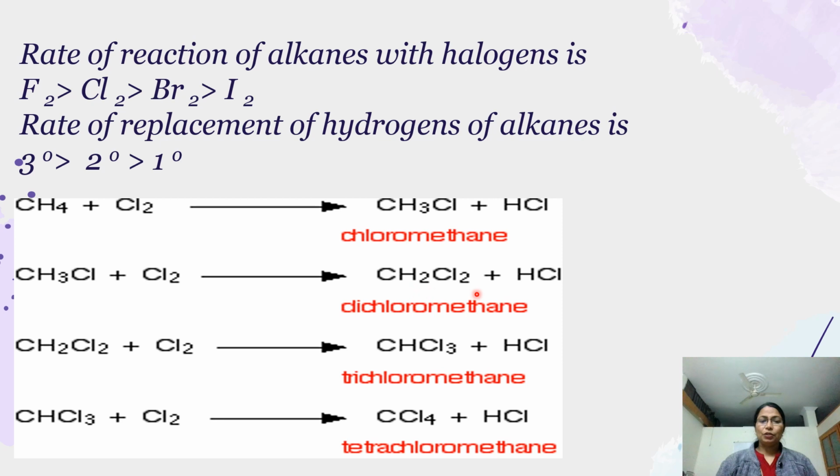Now, when this CH2Cl2 is again treated with Cl2 in presence of h nu, this hydrogen atom is replaced by chlorine and we get CHCl3, that is trichloromethane, plus HCl. This trichloromethane, when chlorinated again in presence of h nu, will replace this hydrogen atom and we get CCl4, that is tetrachloromethane, plus HCl.